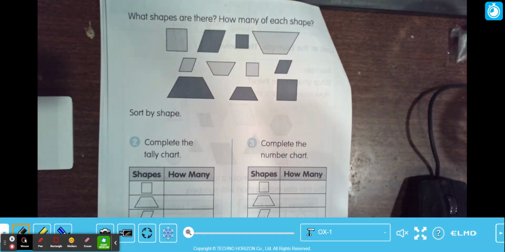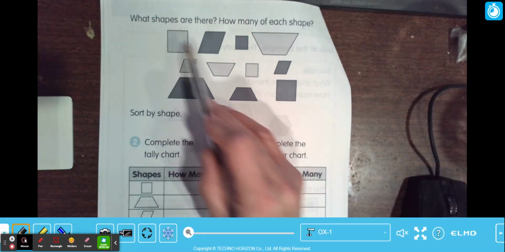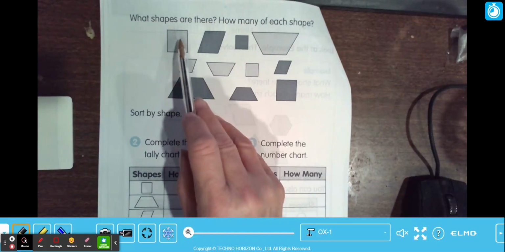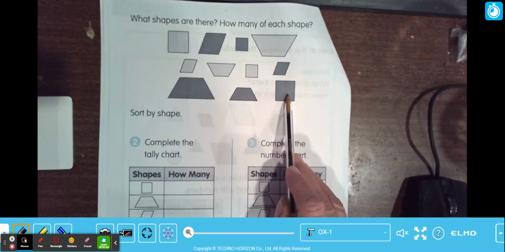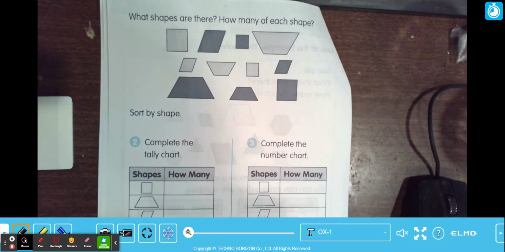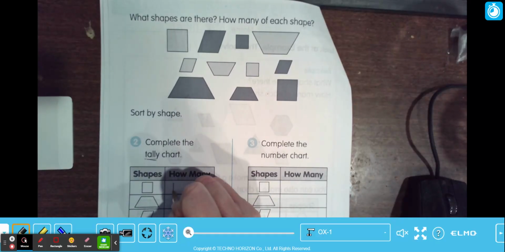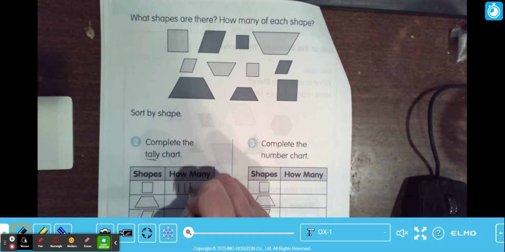If you said you see 3 squares, 1, 2, 3. Oh, 4 squares, excuse me. 1, 2, 3, 4 squares. You are absolutely right. So we're going to do tally marks here. 1, 2, 3, 4.